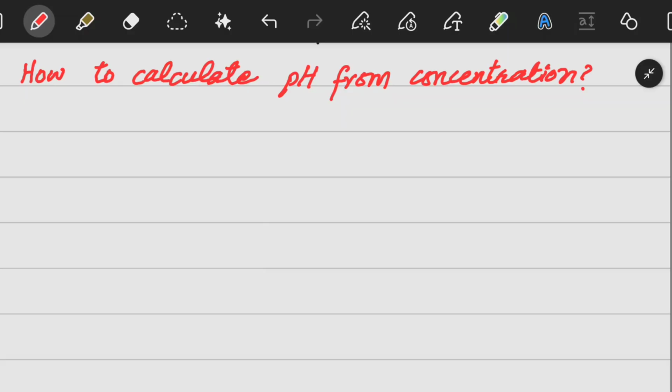So today our topic is how to calculate pH from the concentration of the solution. Okay, so this is very simple. The first step that we really need to make sure that we know is what is pH.